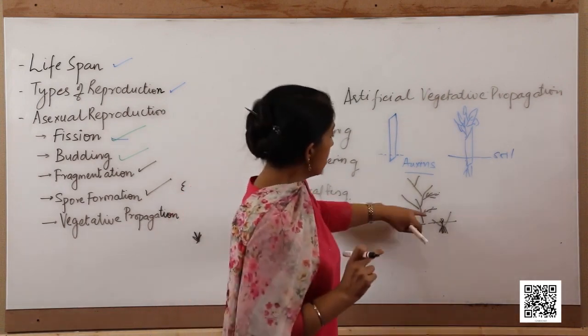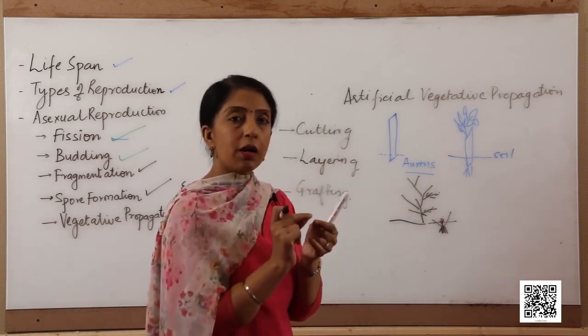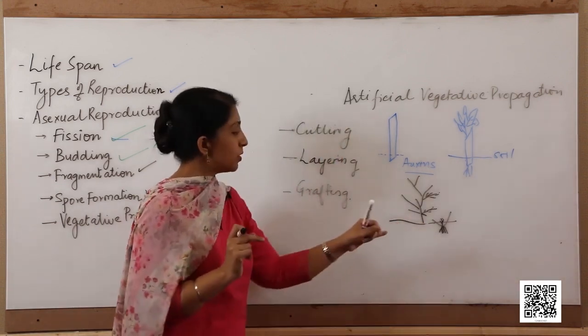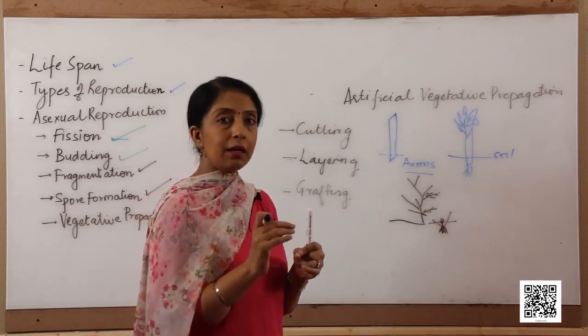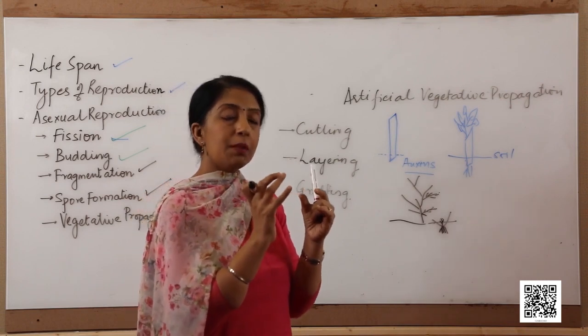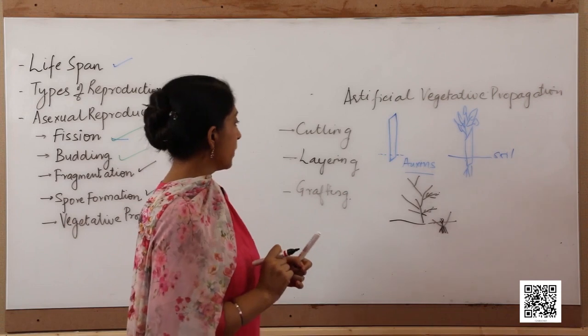Before the branch is covered in the soil, a small cut or incision is made on the branch so that the root formation can be easily done, and the branch is able to come in contact with the soil more easily.